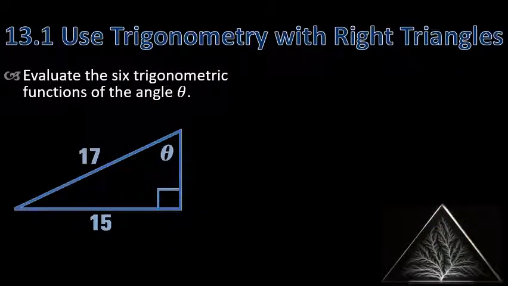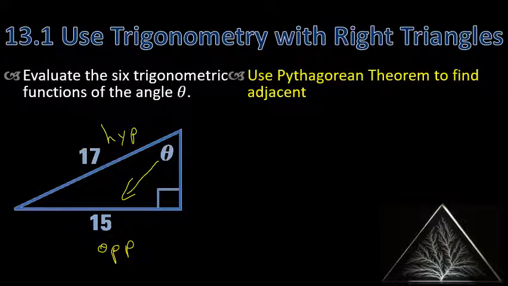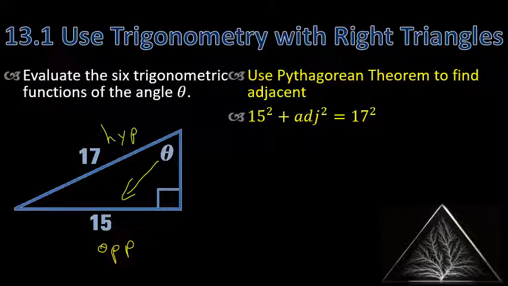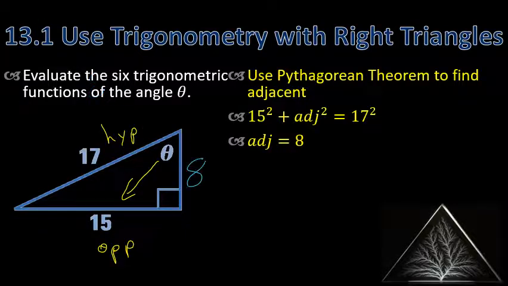Let's try it again. This time our angle is up here. So if I go there, the 15 is the opposite, the 17 is the hypotenuse. We don't know the adjacent, so we should find the adjacent. Use the Pythagorean theorem. So I can say the adjacent squared plus 15 squared equals our 17 squared. So our adjacent is 8. And then fill in the formulas.